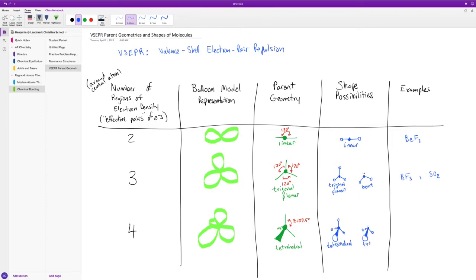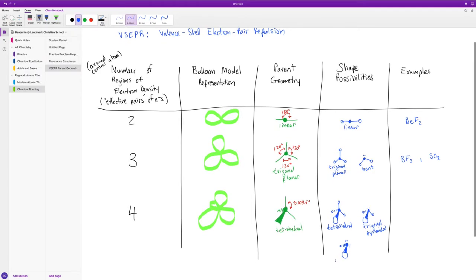Trigonal pyramidal shape. That can happen under the parent geometry of tetrahedral shape. There is a third possible shape, and it's a different type of bent when we have 2 lone pairs repelling each other along with 2 bonding pairs, and I'm going to draw the bonds coming towards us and away from us. There. This is called a bent molecule.